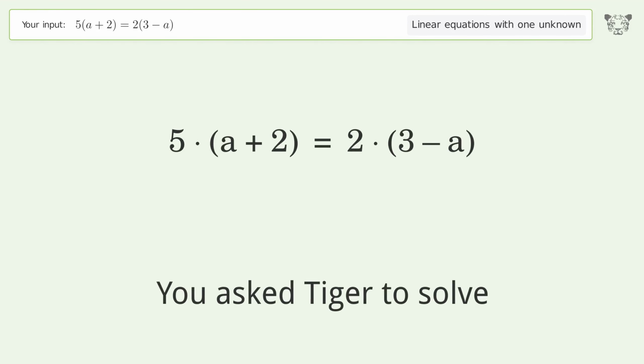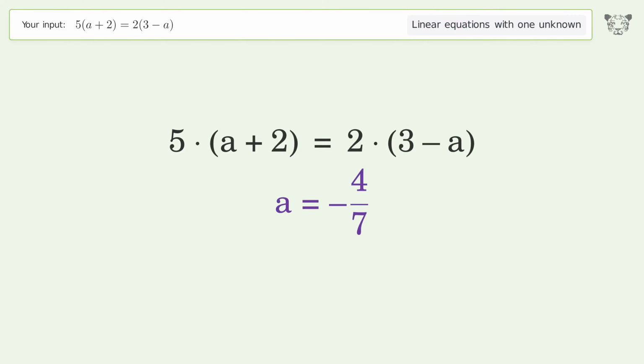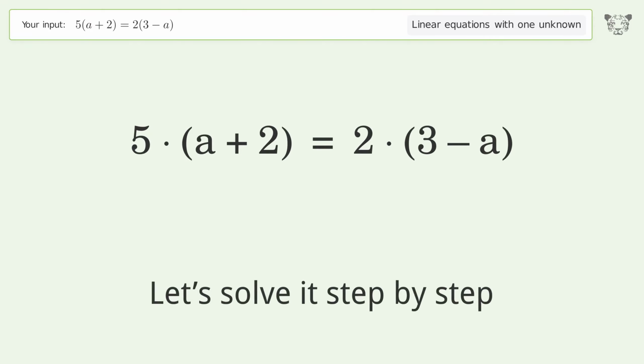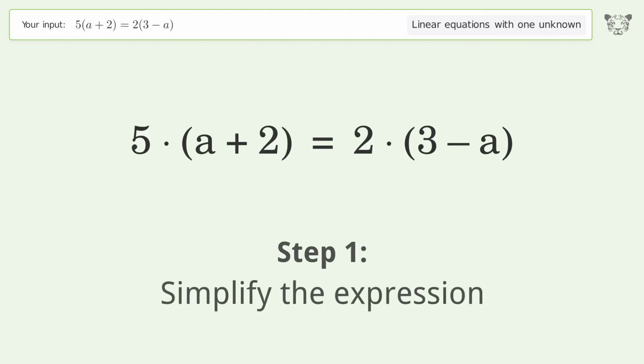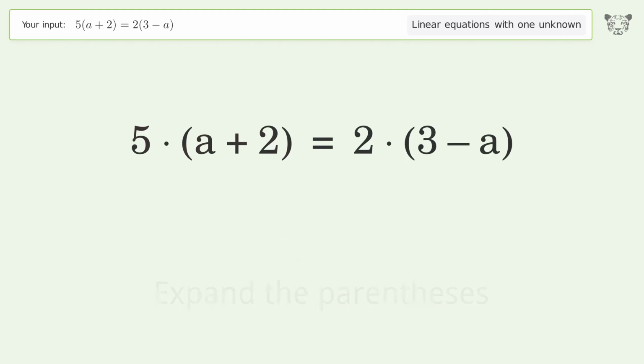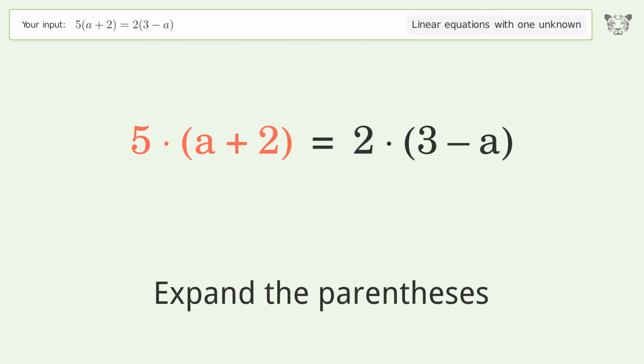You ask Tiger to solve this. It deals with linear equations with one unknown. The final result is a equals -4/7. Let's solve it step by step. Simplify the expression. Expand the parentheses.